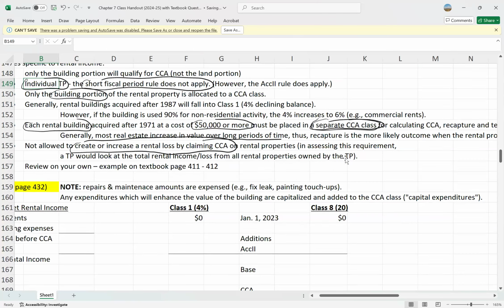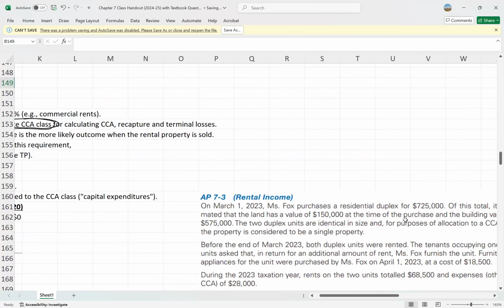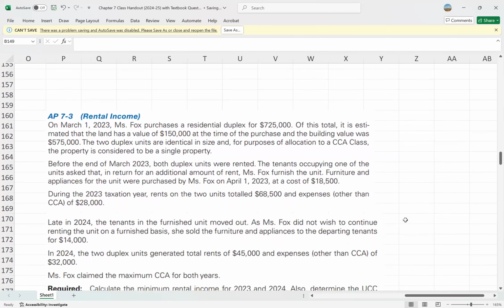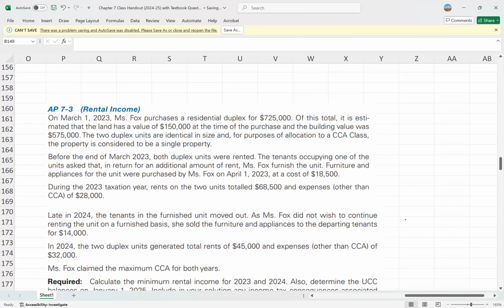The example we're going to look at with respect to rental income is this one here. So Ms. Fox bought a duplex for $725,000. The land value is $150,000. The building value is $575,000. Now, even though it's a duplex, it's considered a single property. There are some legal duplexes, meaning you can actually sell one side and keep the other. But legally, it's still one property. So we're just going to treat it as one property for tax purposes, even though there are two units being rented here.